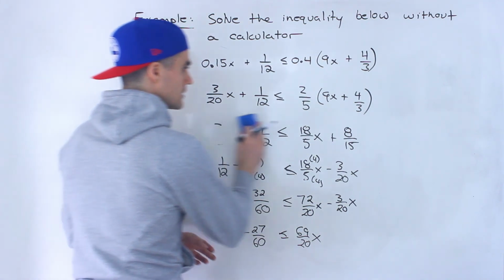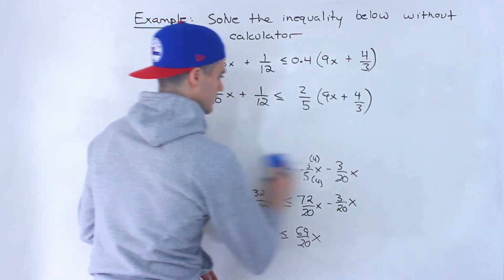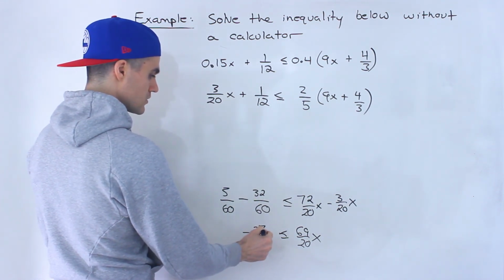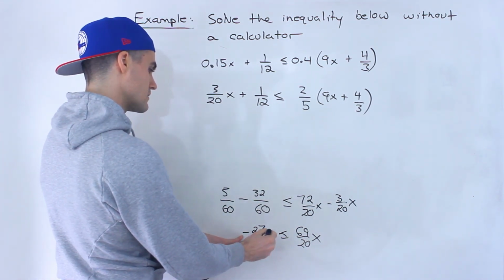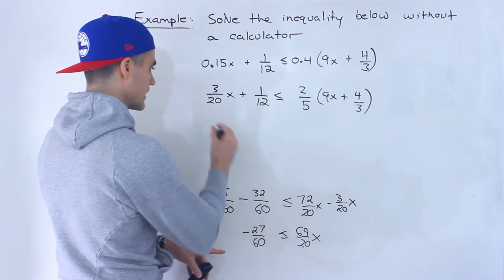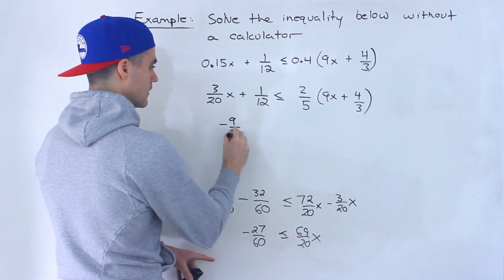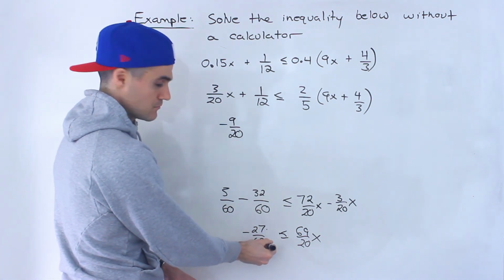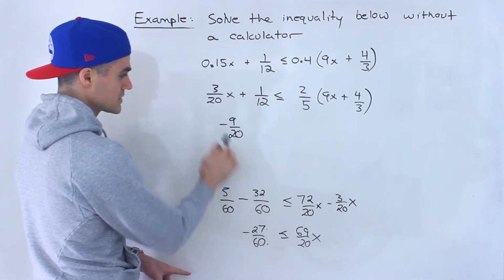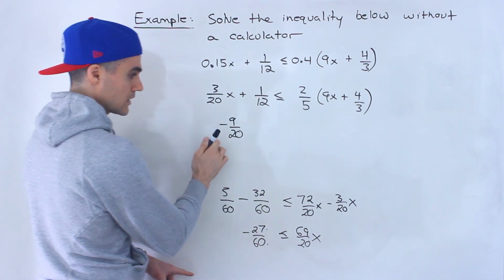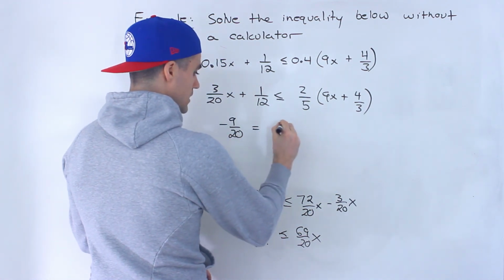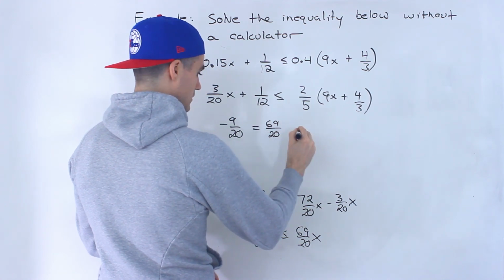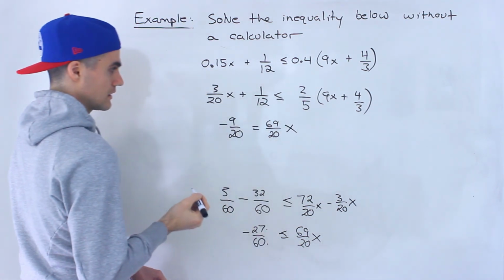And so continuing this up here, we would end up with what? Negative 27 over 60. Notice we can actually simplify that. This would simplify to negative 9 over 20. Right? We could divide this by 3 and then that by 3 as well. So negative 27 over 60 is the same as negative 9 over 20. And this would be 69 over 20x, like that.